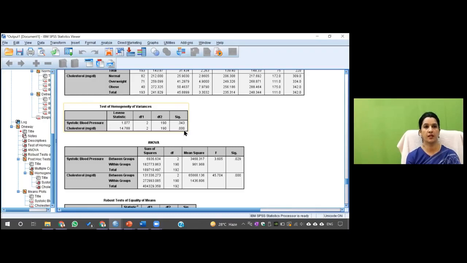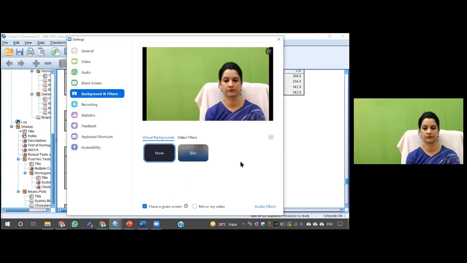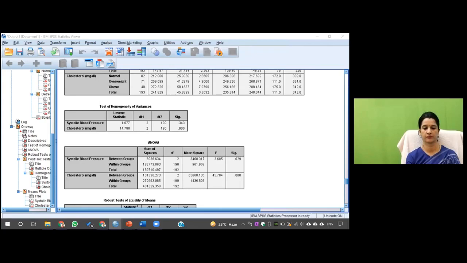What is your comment regarding cholesterol? Is the equality of variance assumed, met or not met? Please comment. So not met. Yes, you are right that equality of variance is not assumed in the second case of cholesterol because the p-value is less than 0.05.